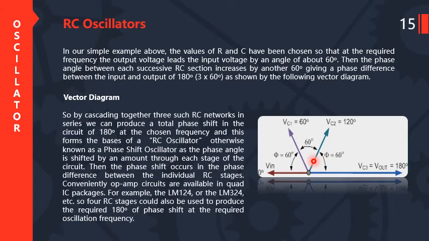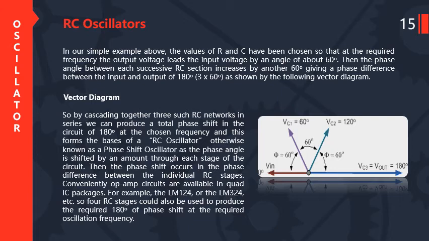So by cascading together 3 such RC networks in series, we can produce a total phase shift in the circuit of 180 degree at the chosen frequency, and this forms the base of RC oscillators, otherwise known as phase shift oscillators, as the phase angle is shifted by the amount through each stage of the circuit.